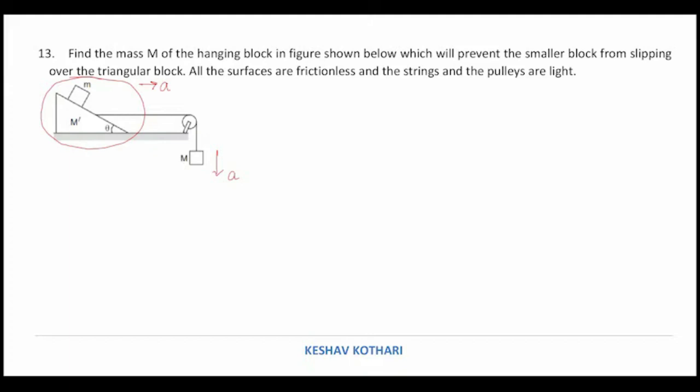Now we wish to draw the FBD in this way, that a force capital Mg is acting in the downward direction, and there is a tensional force which will be generated in the string, and this tensional force will guide the mass M dash towards right. So these are the equations which we have framed over here. Now the question is asking us to calculate the mass capital M of the hanging block, which will prevent the smaller block from slipping over the triangular block.